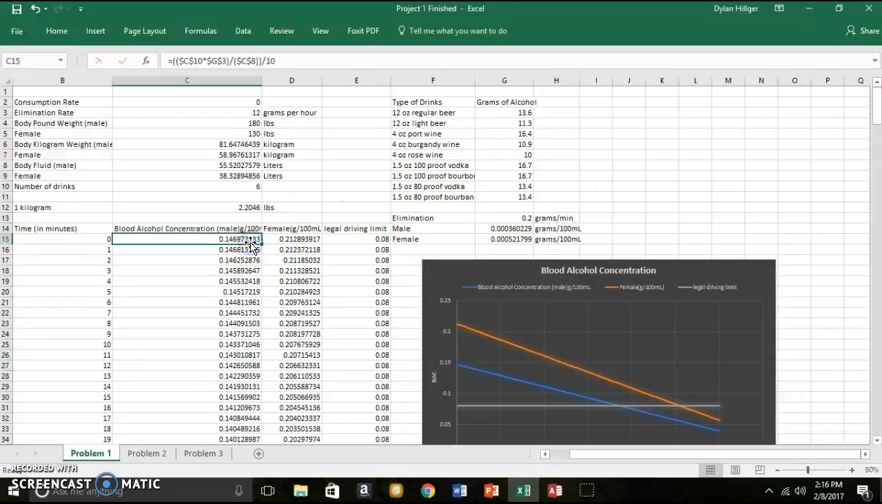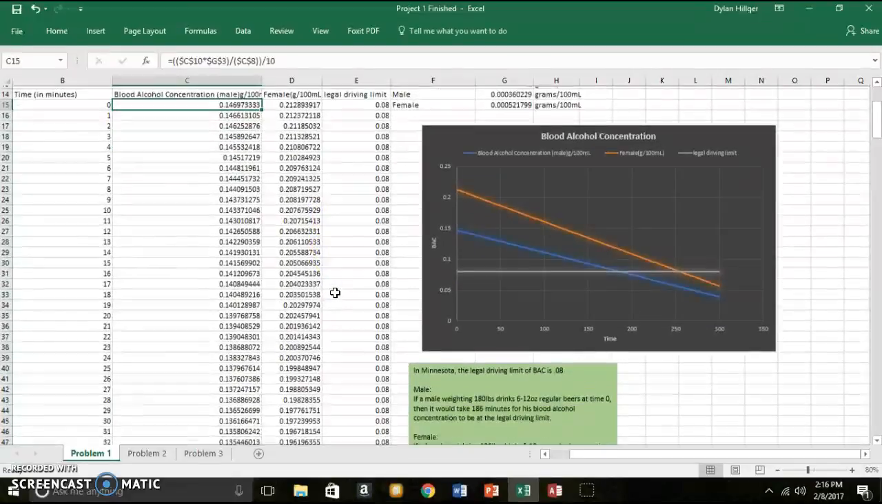Our initial cell was setting up just the downing of the 6-pack, which was 6 drinks times 13.6 grams, since we used regular beer, divided by the body fluid, and then multiplied by 10 to keep it in terms of per 100 milliliters.